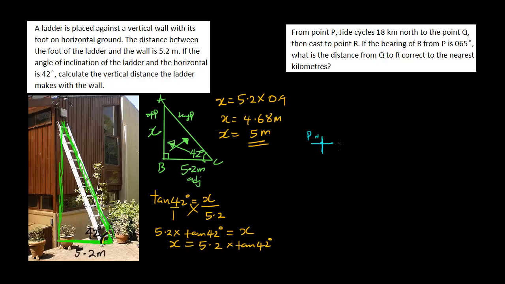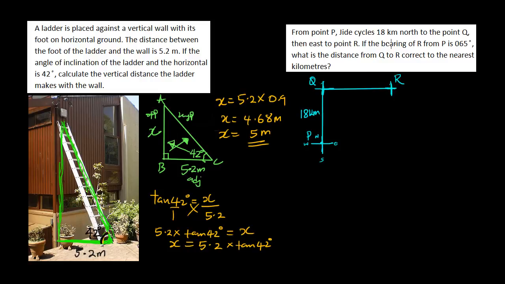Just remember, this is north, east, south, and west. So Jide cycles 18 kilometers north. Let's say this is 18 kilometers, north to the point Q. So let's say this is point Q. Now from the point Q, it says then east to point R. So from point Q, Jide now moves east to point R. Let's say this is point R.